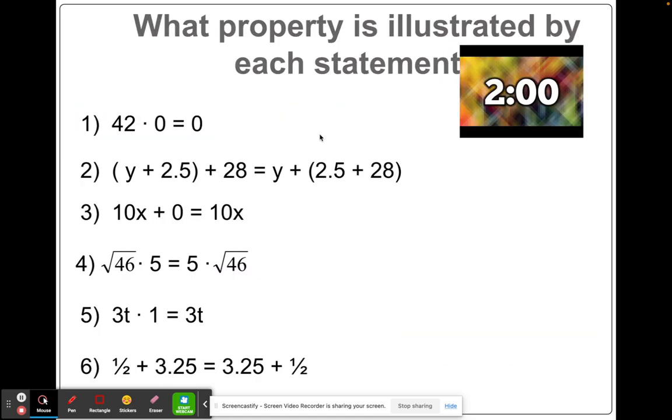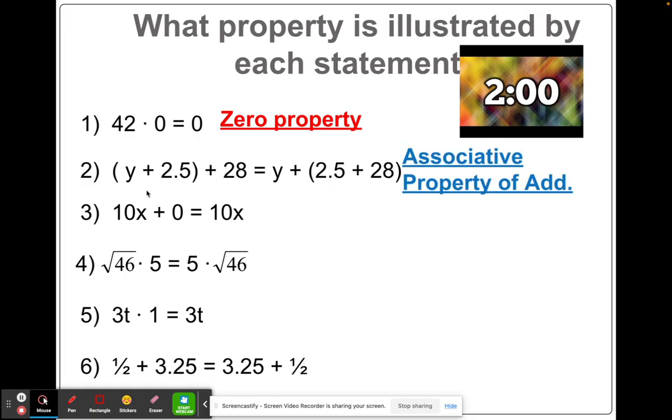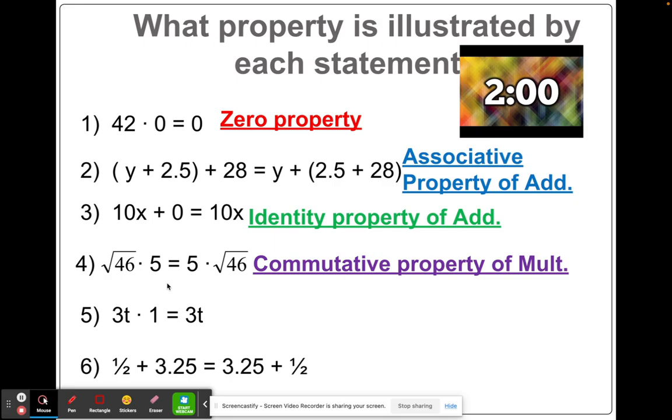So let's talk about which property is illustrated here. For the first one, that is a zero property. Multiply any number by 0, you get 0. Notice for this one, my numbers are the same, and they're all addition, but I changed how they're grouped. So that's my associative property of addition. My next one, I'm adding 0, and I'm getting the same result, so that's going to be an identity property of addition. Here, I went to square root of 46 times 5, or 5 times square root of 46. There's my commutative property of multiplication.